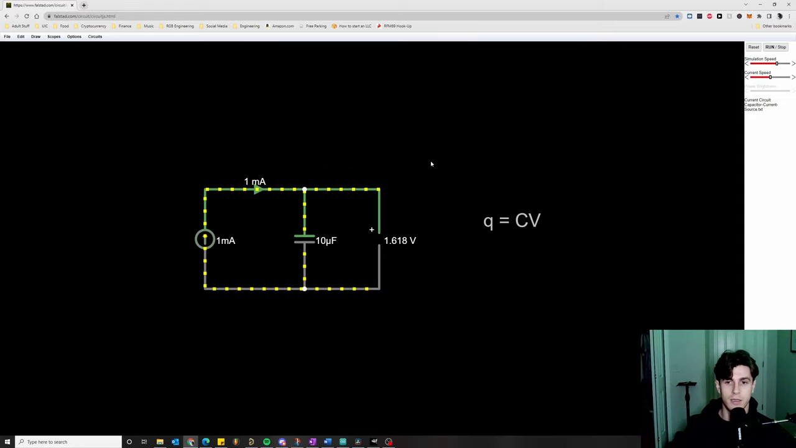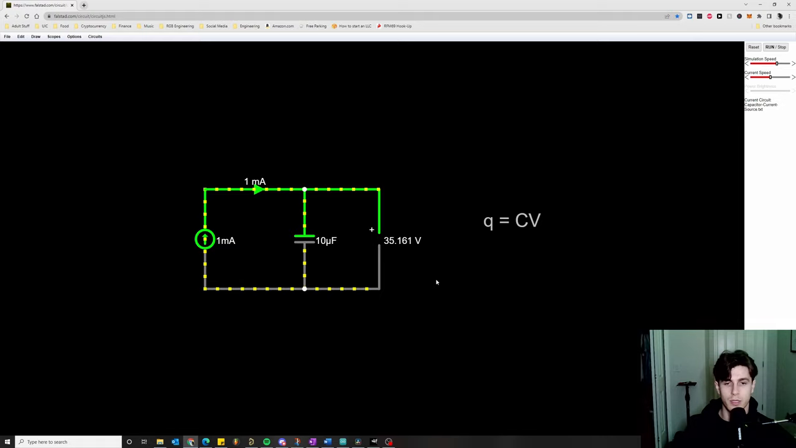For example, in this simulation, we have a current source hooked up to a capacitor. The reason I chose a current source is because I want to demonstrate something: it's continuously depositing charge onto the capacitor. And so we see the voltage of the capacitor is continuously rising, and it'll do this forever in this simulation. Notice how the voltage of the capacitor steadily increases as more and more charges are deposited onto it.